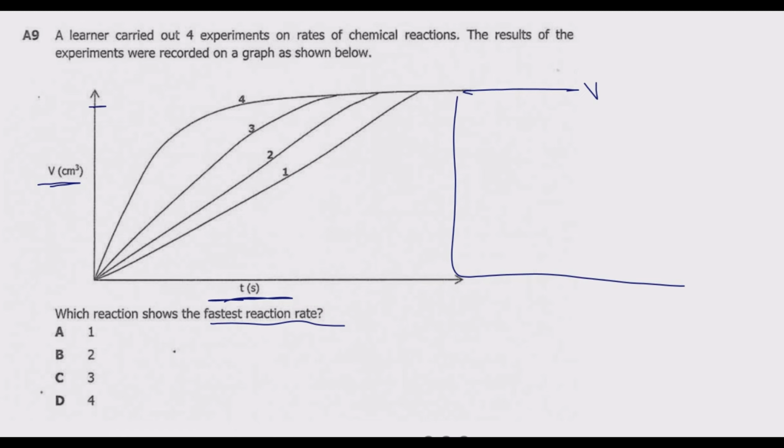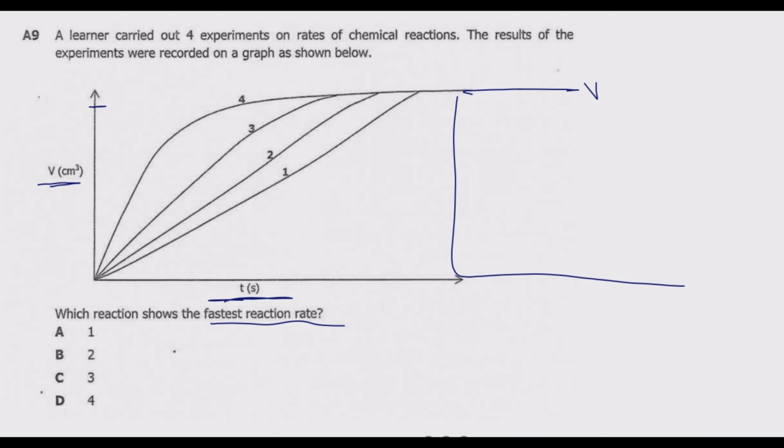That's what it implies. Basically, a steep gradient at the start means that the reaction is fast. So when the gradient of this curve is steepest, that is where the rate of reaction is high. Then when the gradient decreases, it means the reaction slows. So we are looking for which one finished first.